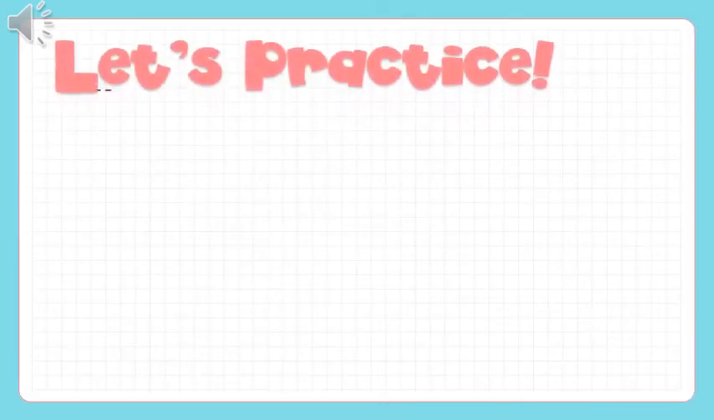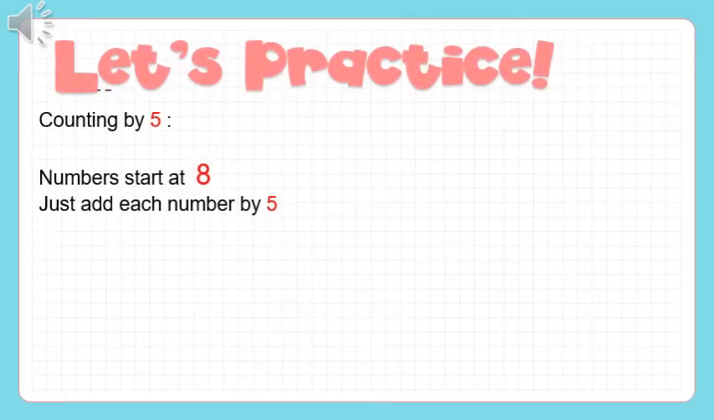Let's practice counting by 5. Numbers that start at 8. We are just going to add each number by 5. For example, 8 plus 5 is 13. 13 plus 5 is 18. 18 plus 5 is 23. And 23 plus 5 is 28. So the numbers are 8, 13, 18, 23, and 28.